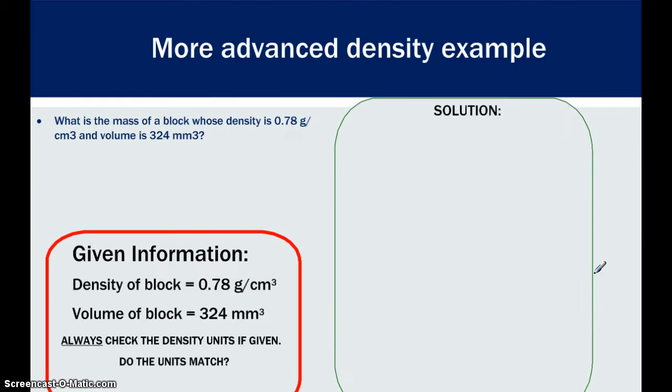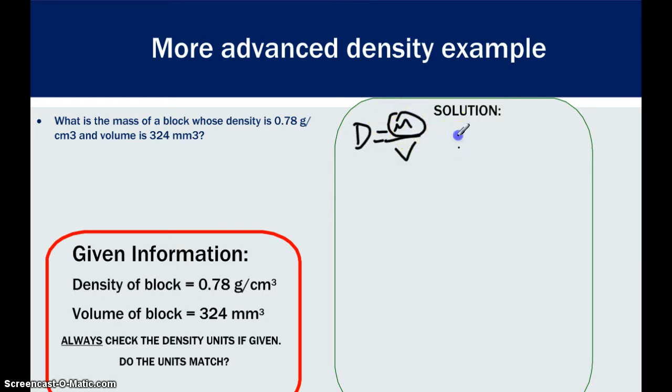Okay, next is another little bit more difficult one. What if you had a block with a density of 0.78 grams per centimeter cubed and a volume of 324 millimeters cubed? Those numbers are both down here. The goal is to find the mass. Yes, density is mass over volume, and we're trying to find what the mass is.